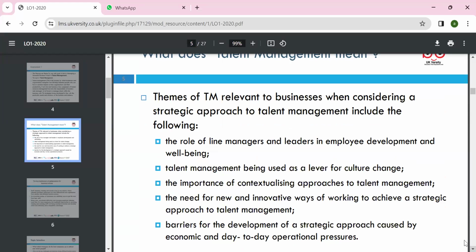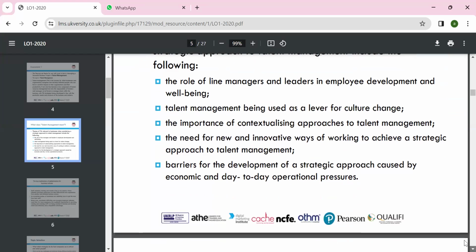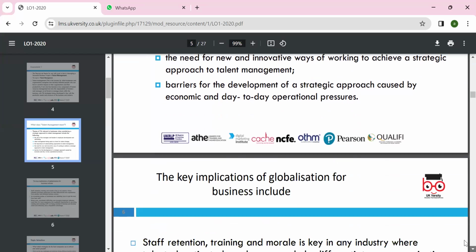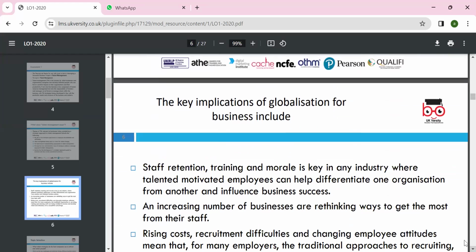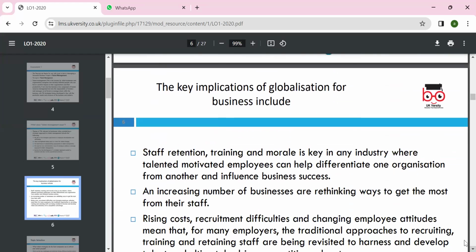There need to be new and innovative ways of working, achieving a strategic approach to talent management. Barriers to the development of a strategic approach are caused by economic downturns and operational procedures, and we can look around the key implications of globalization. What is meant by globalization? The world became a global village. We're living in it, so how people and organizations staff, talent retention, training and morale is key in any industry, wherever talented, motivated employees can differentiate one organization from another and influence business success.